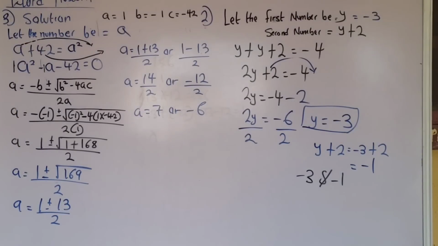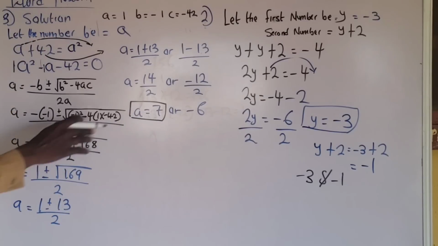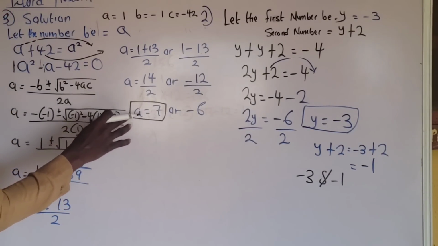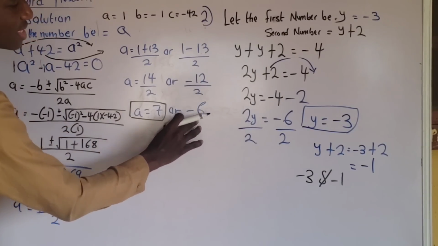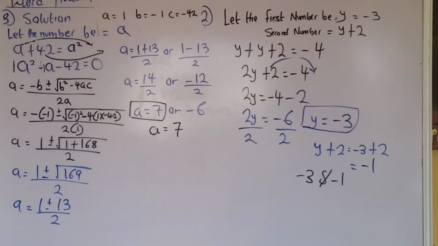Please kindly pay attention. Let's go back to the question. Adding 42 to a given positive number gives the same result as squaring the number. Now, if you look at the question, we are given that the number is positive. So we are going to pick the positive A. We have negative A and we have positive A. The positive A is 7, and the negative A is negative 6. So A is equal to 7, which is the number, because we are given in the question that the number is positive. So A is equal to 7, which is the answer.